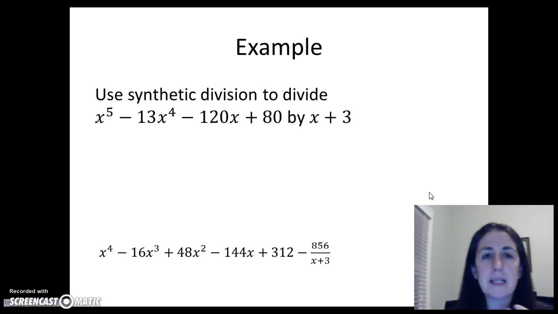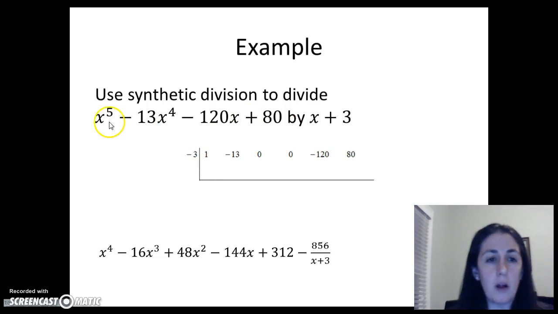We're actually going to repeat the exact same question that we just did. So when we used long division and divided x to the fifth minus 13x to the fourth minus 120x plus 80 by x plus 3, this is what we got. Since this is just x by itself with no number out front and no exponent, we can use synthetic division. So we'll set up our synthetic division. All the coefficients of all the x terms need to go across the top. Every x needs to be accounted for, so 1 for x to the fifth, negative 13 for x to the fourth, no x cubed, no x squared, negative 120x, and then no x term's constant, there's 80.